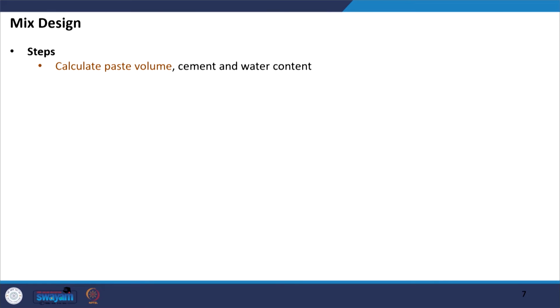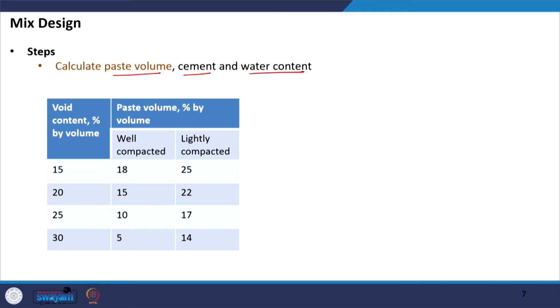Then the next step is to calculate the paste volume, the volume of cement and the volume of water. So, how do we do that? So, paste volume is a function of the void content which we have just calculated from the previous step, taking the average from both the tables. Okay. So, once you have the void content, then you can select from this table the paste volume.